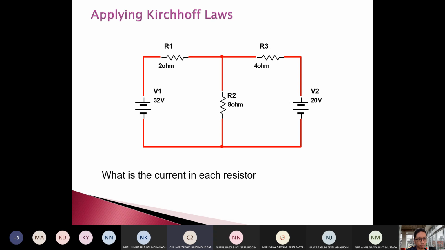We have 10 I1 plus 8 I3 equals 32. Okay, and then you have another one: 8 I1 plus 12 I3 equals 20.